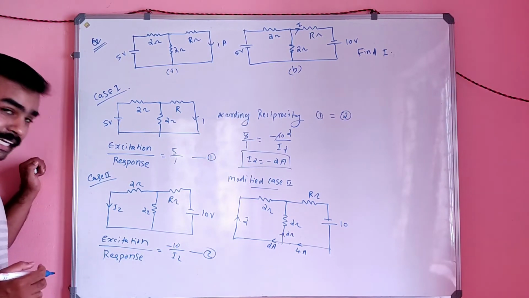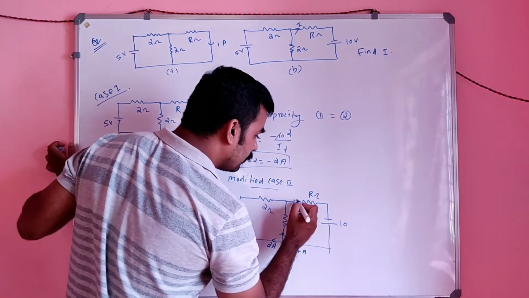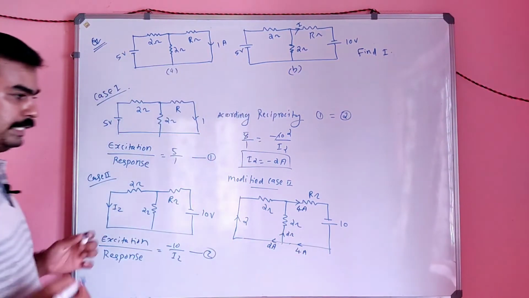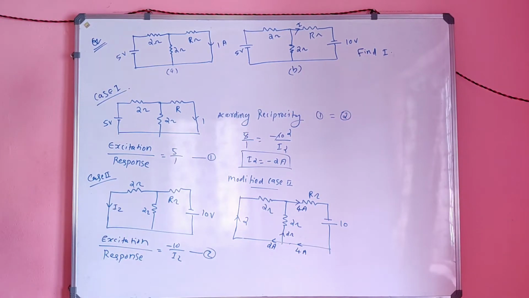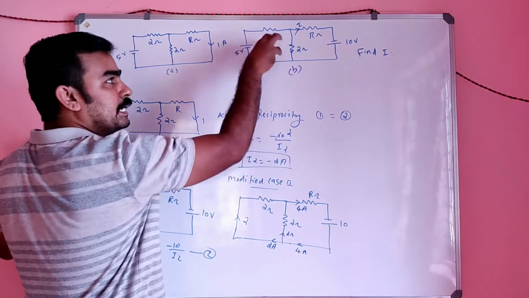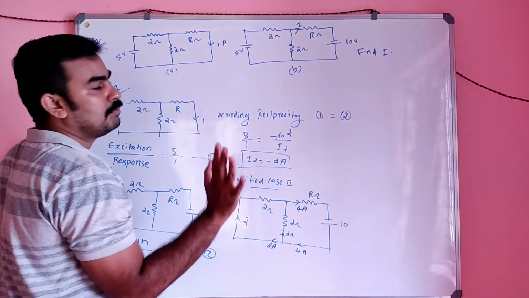Is it clear? And this is nothing but 4 ampere. That means this current is flowing like this. Is it clear? And if you use this circuit, that means this is our final circuit.